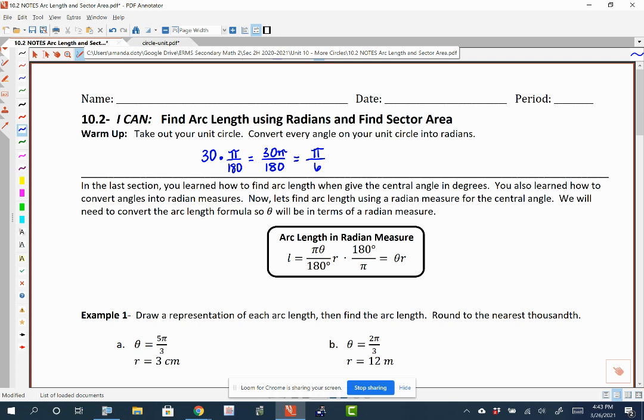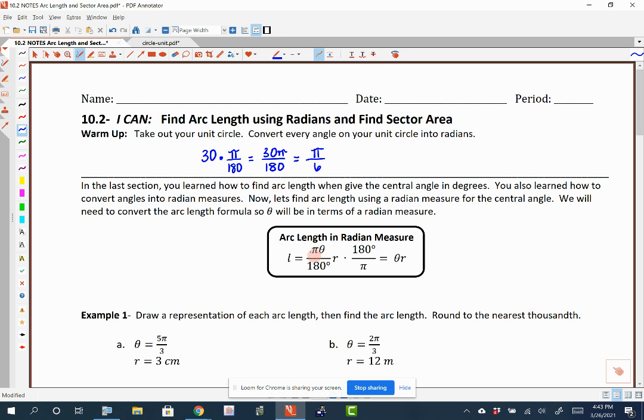It says below the warm-up that in the last section, we learned how to find arc length when we were given a central angle in degrees. You also learned how to convert angles into radian measures. So now we're going to find arc length using those radian measures for our central angles. We're going to need to convert our formula from degrees to radians. Just like we converted anything else, we're going to have to multiply.